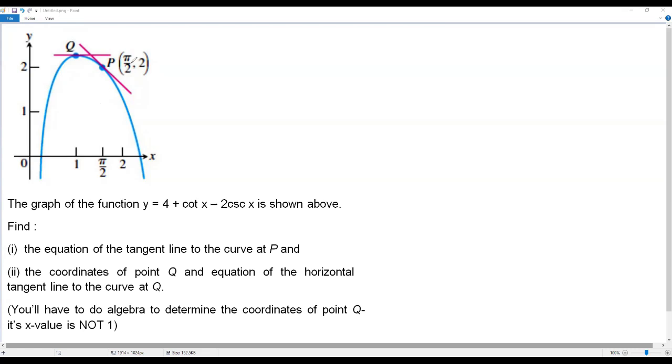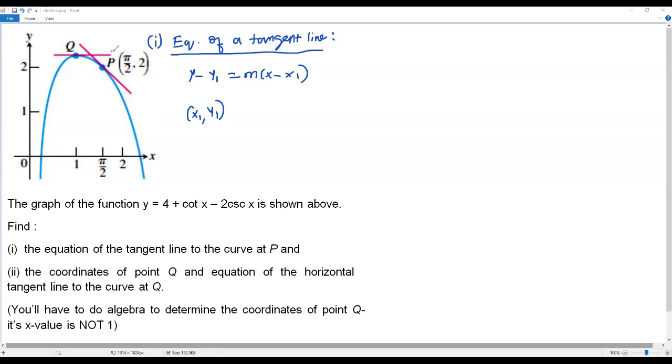That is, we have to find the equation of the tangent line to the curve at the point P. There is a formula to find the equation of a tangent line to a curve. Let me mark it as 1 because we are answering the first question. The formula is y − y1 = m(x − x1), where (x1, y1) is the point where we draw the tangent line and m is the slope of the tangent line. Here we find the equation of the tangent line at the point P.